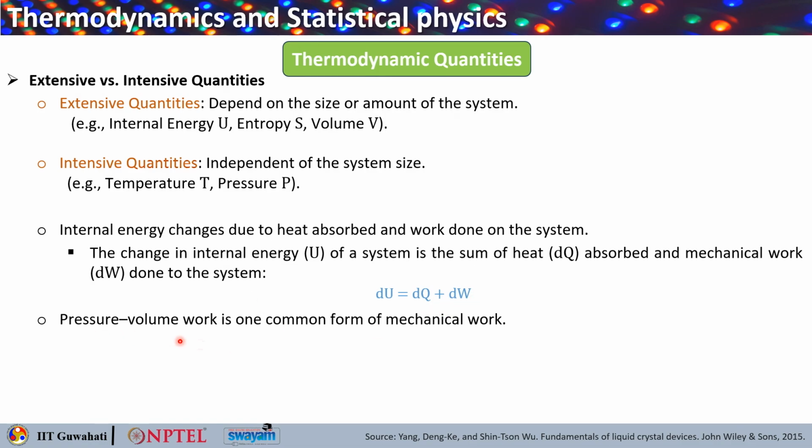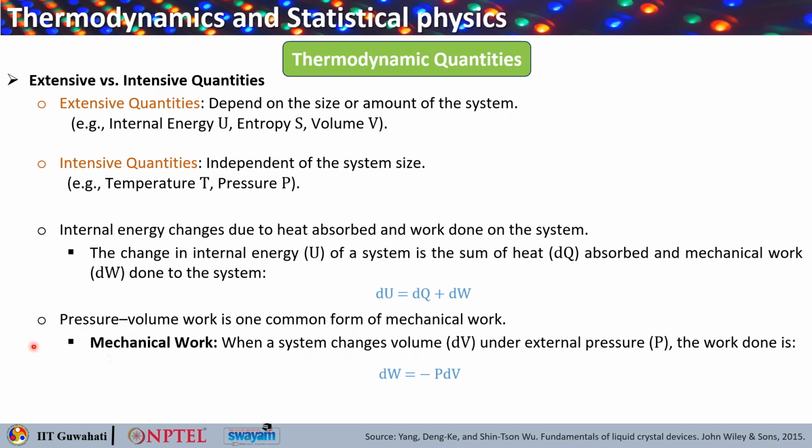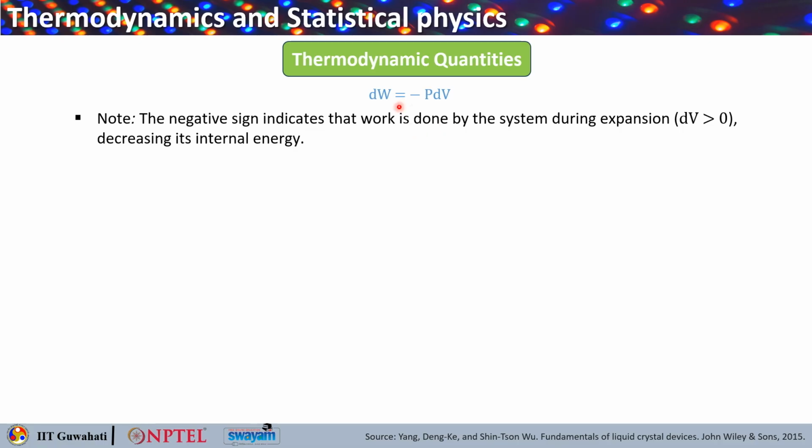Okay. So, the pressure volume work is one common form of the mechanical work. That means when a system changes the volume, that is dV, under external pressure capital P, you can say that the work done is basically dW, which is minus P dV. Now, here you see the negative sign basically indicates that the work done by the system during expansion, that means your volume is increasing, so you have a dV greater than 0. Okay. That decreases its internal energy.